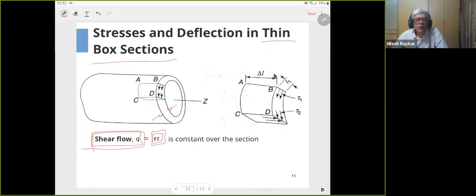The shear flow is given as the product of the thickness and the shear stress acting at any point. So wherever thickness becomes small, the shear stress will increase, and wherever thickness becomes bigger, the shear stress will decrease. It is analogous to the movement of fluid in a channel. You can consider the wall as the channel in which fluid is circulating, and the velocity of fluid is analogous to the shear stress. So that is what this flow term amounts to.